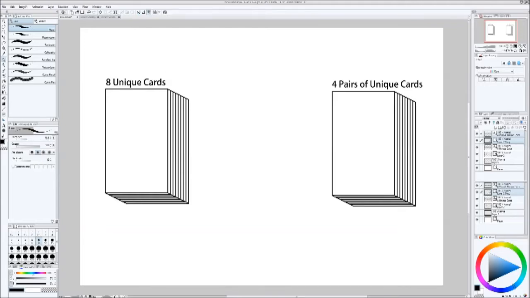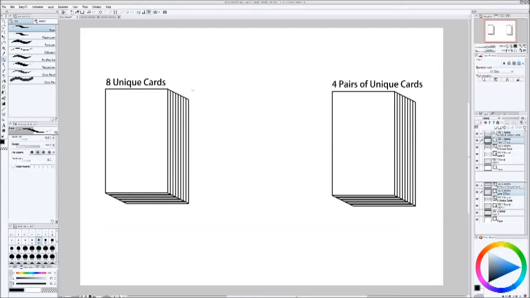Basically, in this case, we've got a deck of 8 cards, and then we've got a deck of 8 cards again, but unlike the other deck, this is made up of 4 pairs of cards. So we can look at the probabilities for each of those, and that'll start to give us an idea of what we need to think about when looking at Hearthstone. So, 8 unique cards. What is the probability of drawing one of those cards?